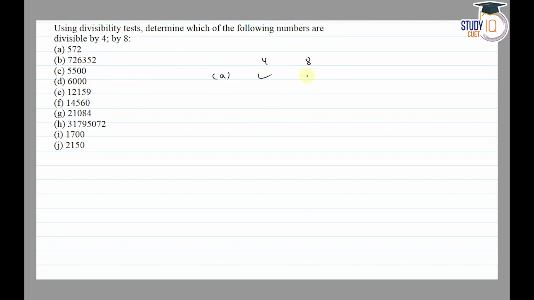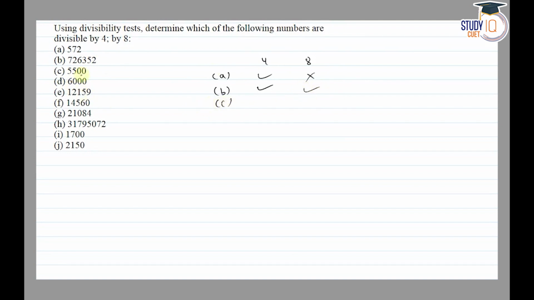And 572, it's not divisible by 8. B. 52 is divisible by 4, so yes. And 352 is divisible by 8. So 8 4s are 32 and 8 4s are 32. So it's divisible by 8.